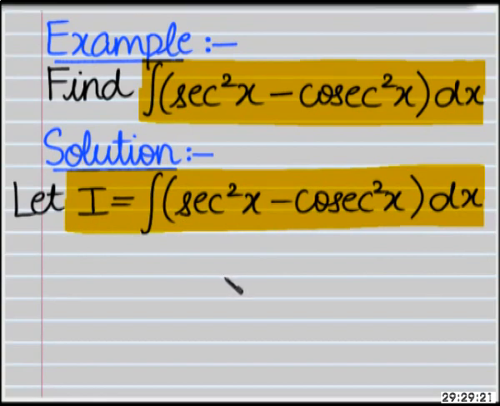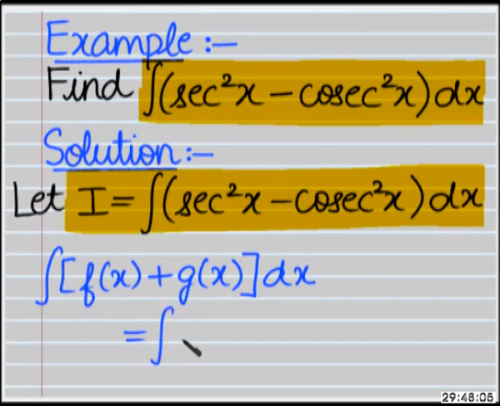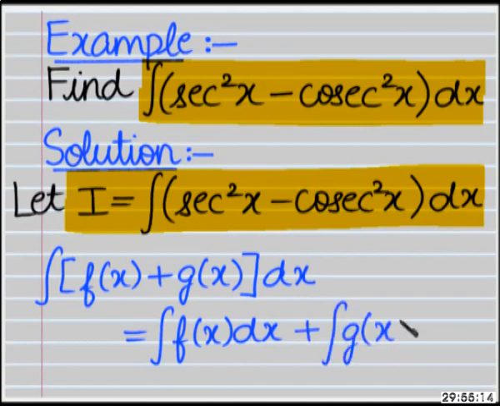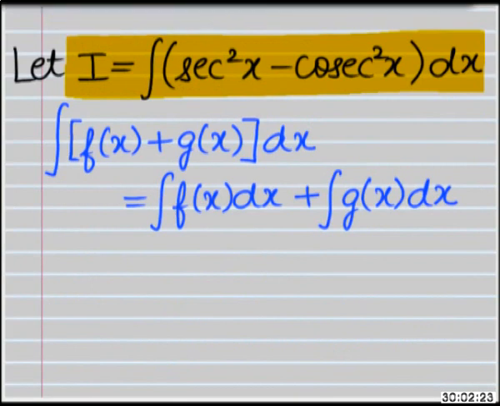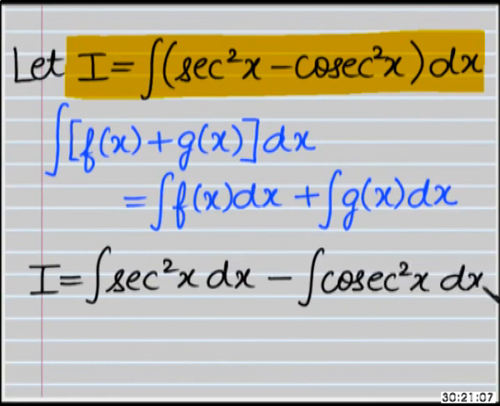Now, as we know by the property of integrals, integral of f of x plus g of x with respect to x is equal to integral of f of x with respect to x plus integral of g of x with respect to x. So using this property here we get I is equal to integral of secant square x with respect to x minus integral of cosecant square x with respect to x.